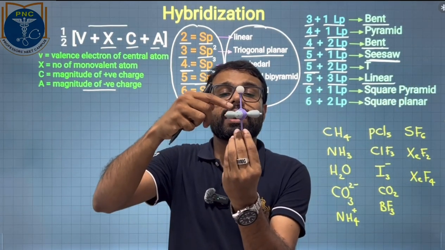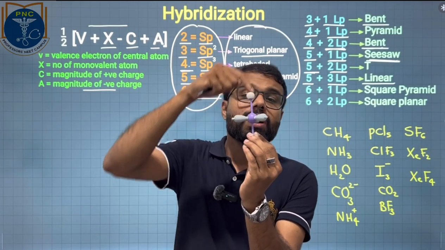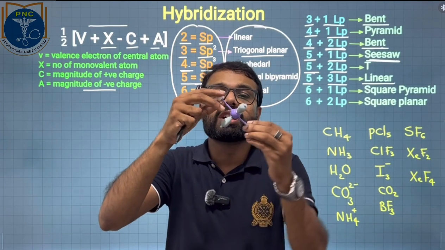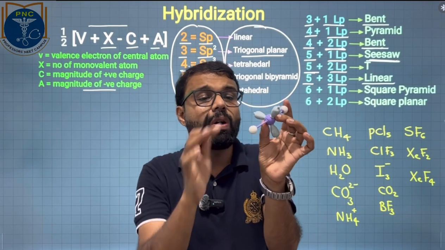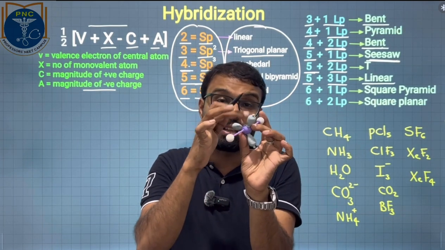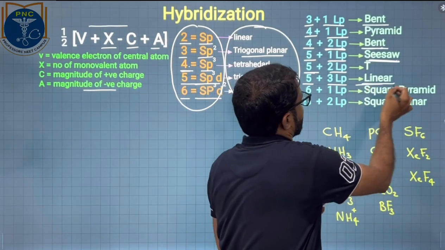Actually, it was trigonal bipyramid. See, 3 bonds here in the equatorial position and 1 up and 1 down. But these 3 equatorial position bonds are replaced by lone pairs. This is the lone pair. So the shape becomes linear. So 5 we are getting and 3 lone pairs are there. Then the shape will be what? Linear.